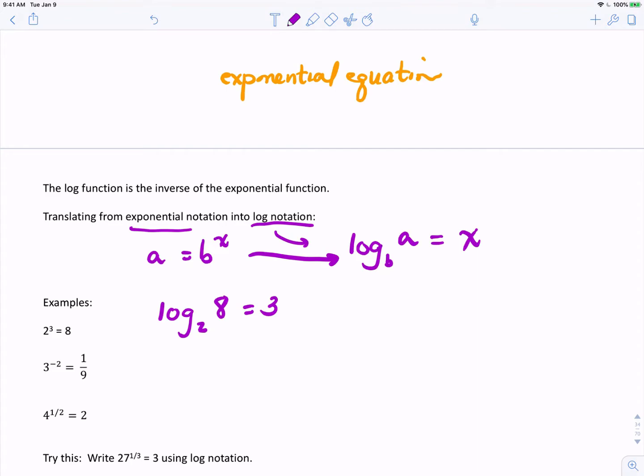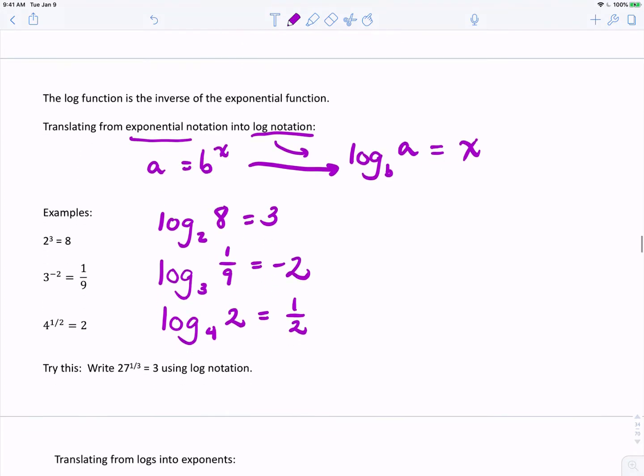Let's try the next one. 3 to the negative 2 power is equal to 1/9. We write the word log. The base in this problem is 3. It's always equal to the exponent, and so we have log to the base 3 of 1/9 is equal to negative 2. One more example. 4 to the 1/2 power is equal to 2. So to translate that into logs, we write log. The base is 4. It's always equal to the exponent. So log to the base 4 of 2 is equal to 1/2.